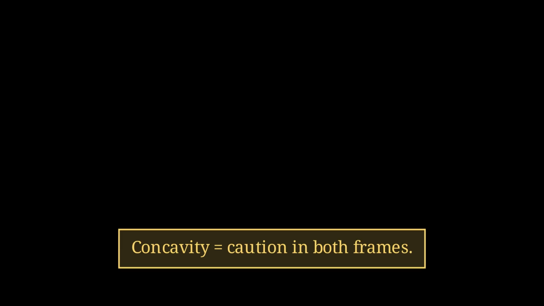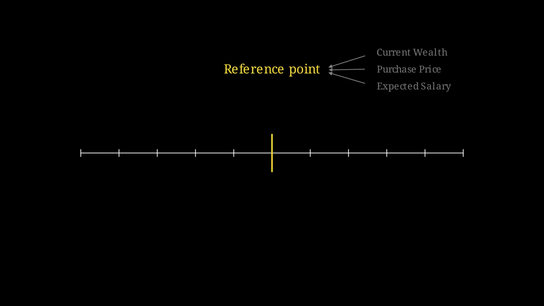Maybe people are not evaluating outcomes as final wealth levels like 10,900 or 9,100. Maybe they are asking a different question first: is this outcome above or below where I feel I started? That mental starting line is called a reference point. A reference point could be your current wealth, yesterday's stock price, the price you paid for a stock, the salary you expected, or even the deal you were promised 5 minutes ago.